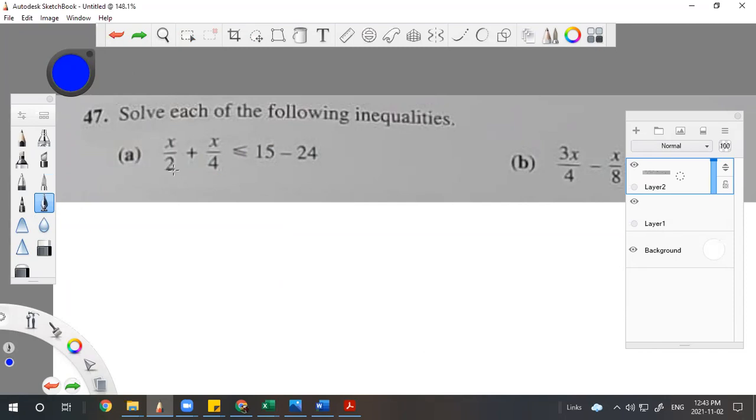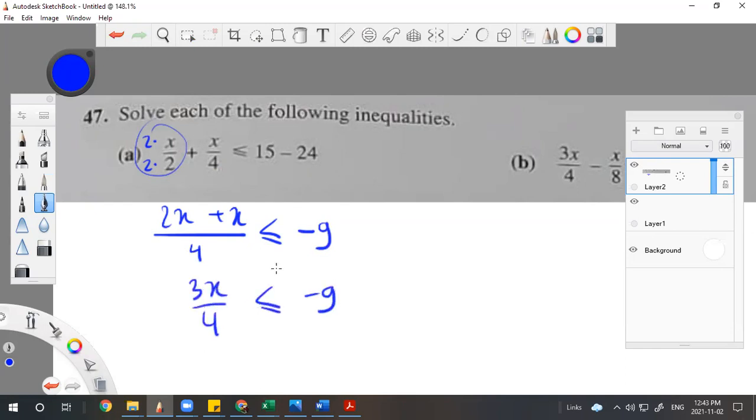Cuman yang kita harus fokus ya ini ada 2-nya kali aja tuh, biar dia equal denominator. 2x plus x. I mean 2x out of 4. Ya, 3x dong. Oh yeah, like plus. Iya, sorry, Vincent. You lihat ini dulu ya, bener. 2x jadi plus x gitu kan. Nggak apa-apa. Sorry, I kecepatan juga by the way. And 15 minus 24 is negative 9, right? Yeah. Baru nih 3x over 4 less than or equal to negative 9.